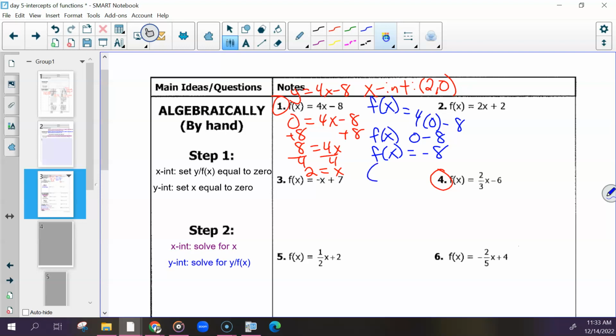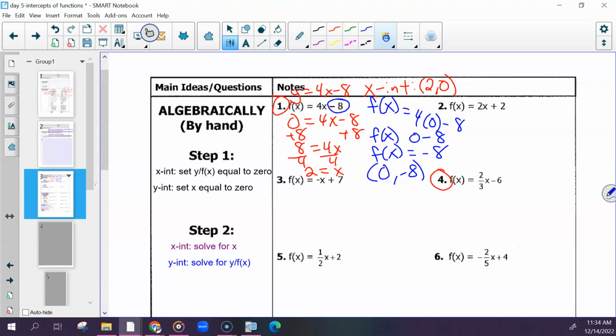So we would write that as 0, -8. Notice that the -8 is the same number that's a constant in your function. If your functions are set up this way, f of x or y equals some number in front of x with a constant at the end, that constant is going to be your y-intercept no matter what. Some of you may remember that from slope and things like that, and we'll talk more about that later in our next unit.